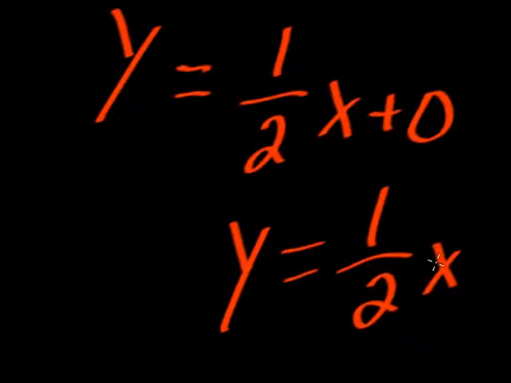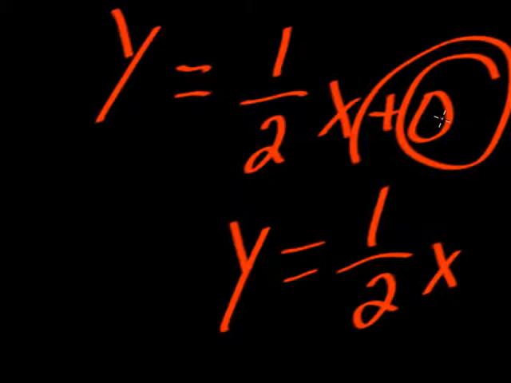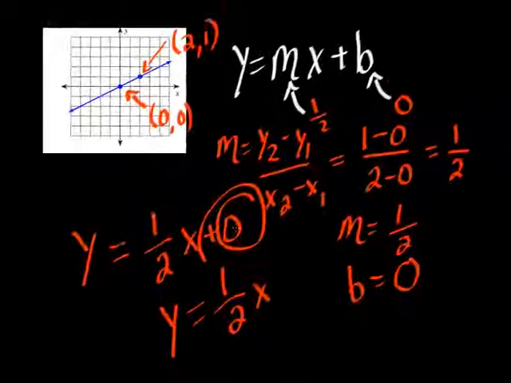If you were asked on a test or quiz from this equation, what is the y-intercept? Even though you don't see a number there, it is assumed that there is a plus 0 there. All right? So y equals 1 over 2x, where the slope is 1 over 2 and the y-intercept is 0. For additional examples, please refer back to the textbook, Lesson 11.